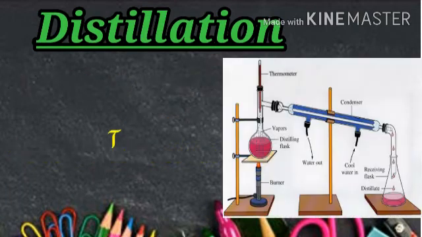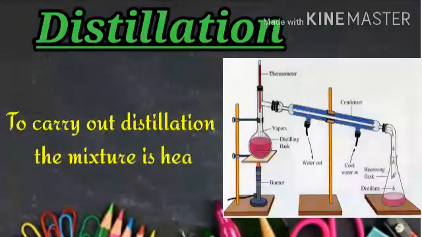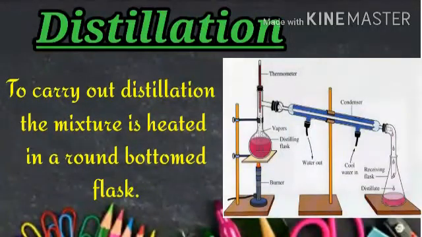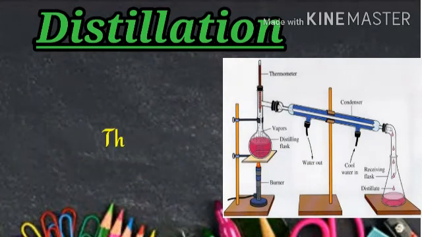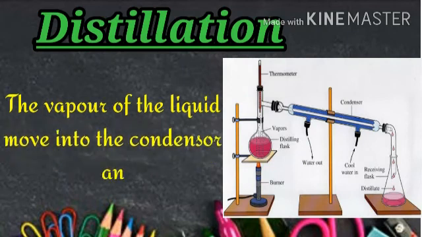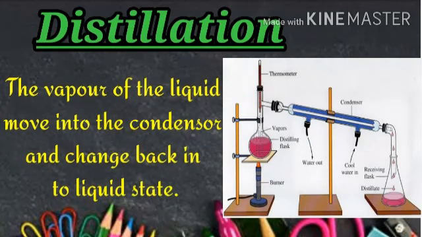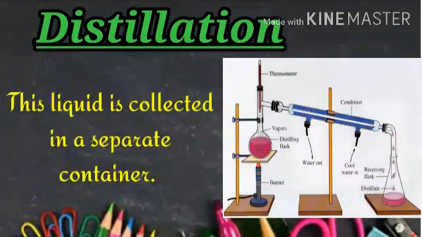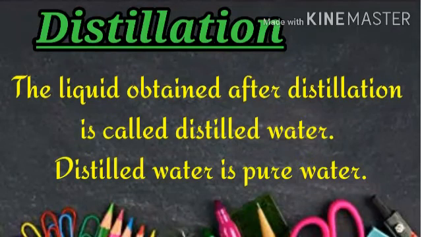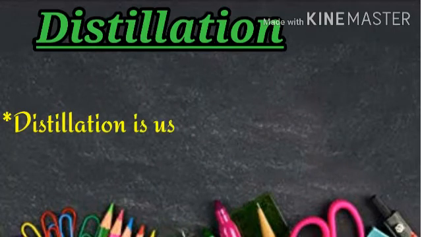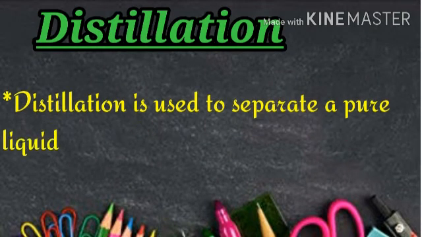In the first step, the mixture is heated in a round bottom flask connected to Liebig's condenser, and in the second step, the vapor that we get after the evaporation of the liquid moves into the condenser and changes back into liquid state, and finally this liquid is collected in a separate container. The liquid obtained after the process of distillation is known as distilled water, and this distilled water is pure water.